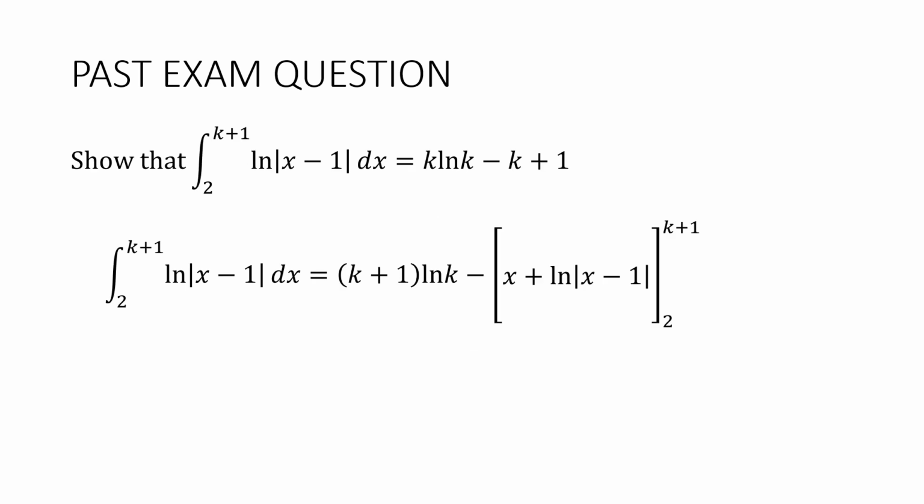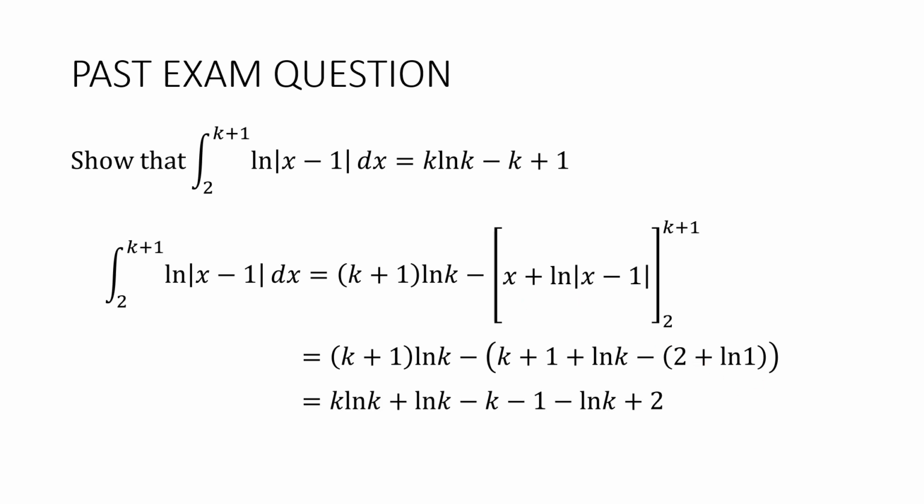And so we have k plus 1 ln k, take away, and we're going to have k plus 1 plus ln k plus 1 minus 1, which is ln k, take away, and then don't forget your brackets here, put the 2 in, 2 plus ln 1, which of course is 0. Expanding out, k ln k plus ln k, take away 1, take away ln k, plus 2, that's 0, remember. These cancel out, and we end up with k ln k, take away k plus 1.